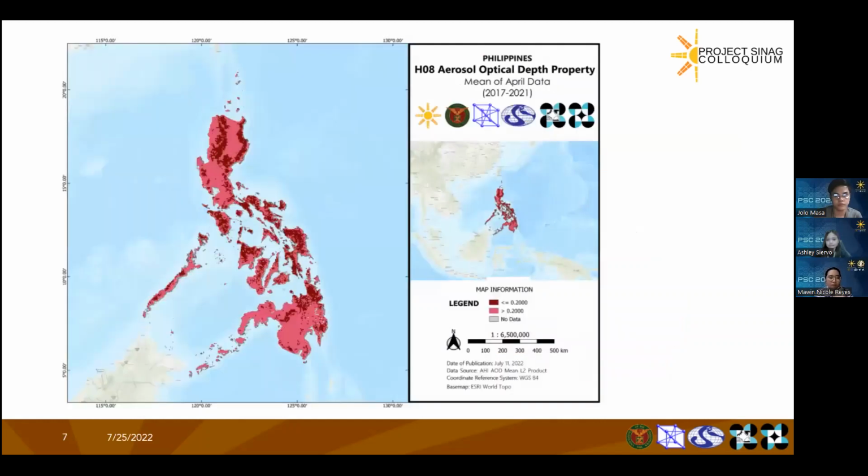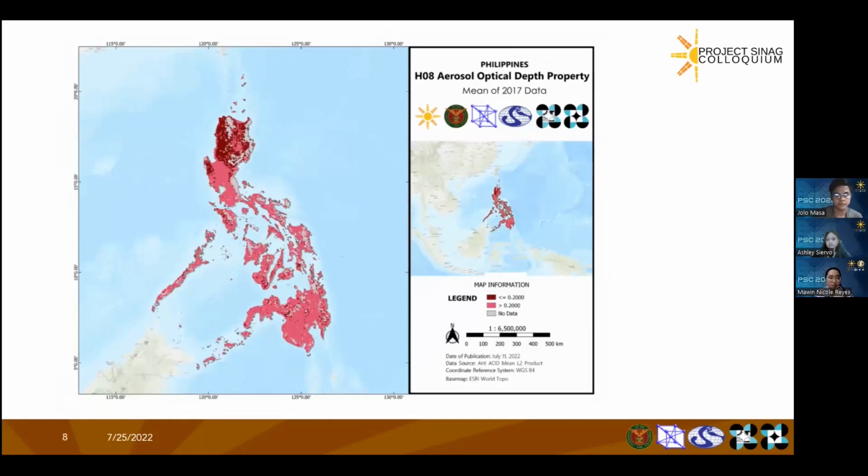Here on this map, the monthly data from 2017 to 2021 is shown. The red pixels contain AOD data greater than or equal to 0.2, pink for data less than 0.2, and gray for areas with no recorded data. Similarly, in the next slide, these sets of maps exhibit the annual data from 2017 to 2021.